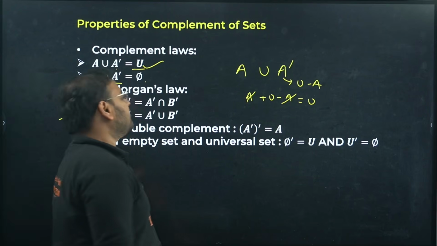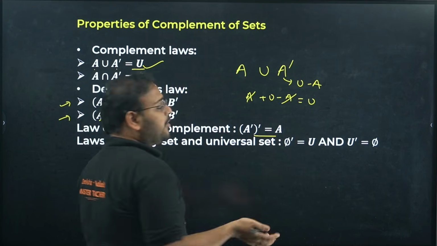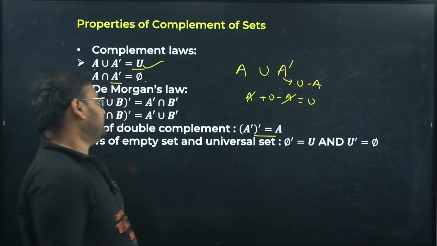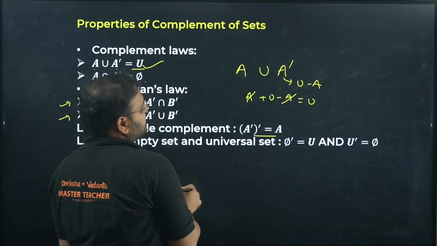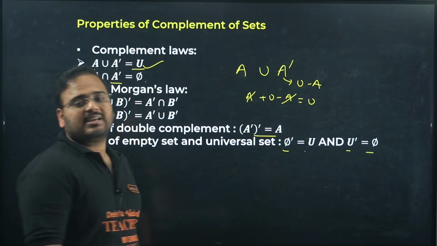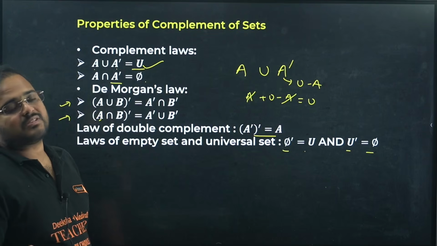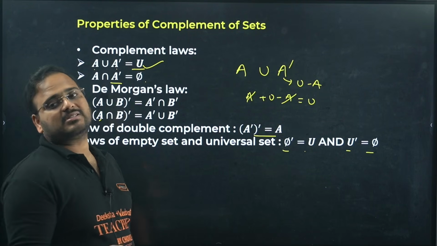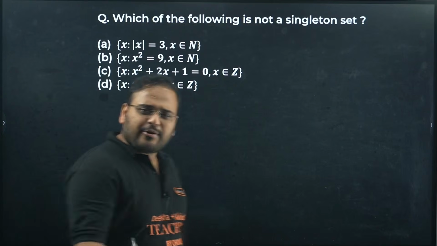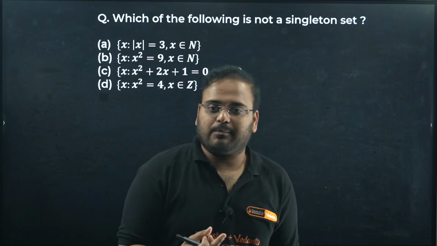Law of double complement. This we know very well. If you take the complement of the complement, it gets back to the same set A. Okay, yeah. Then laws of empty set and universal set. Phi dash is U and U dash is phi. Everything but the null set is the universal set. Everything but the universal set is the null set. Okay, great, sir. Let's solve a couple of questions on it before moving to the next chapter.